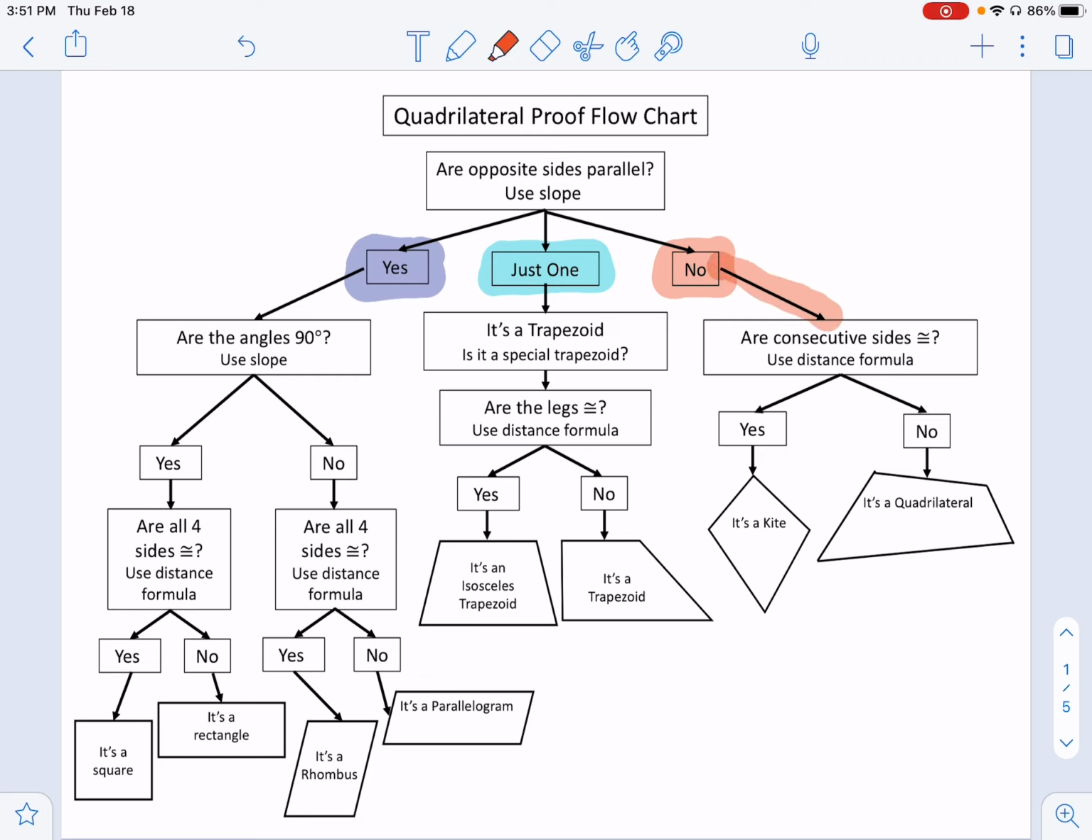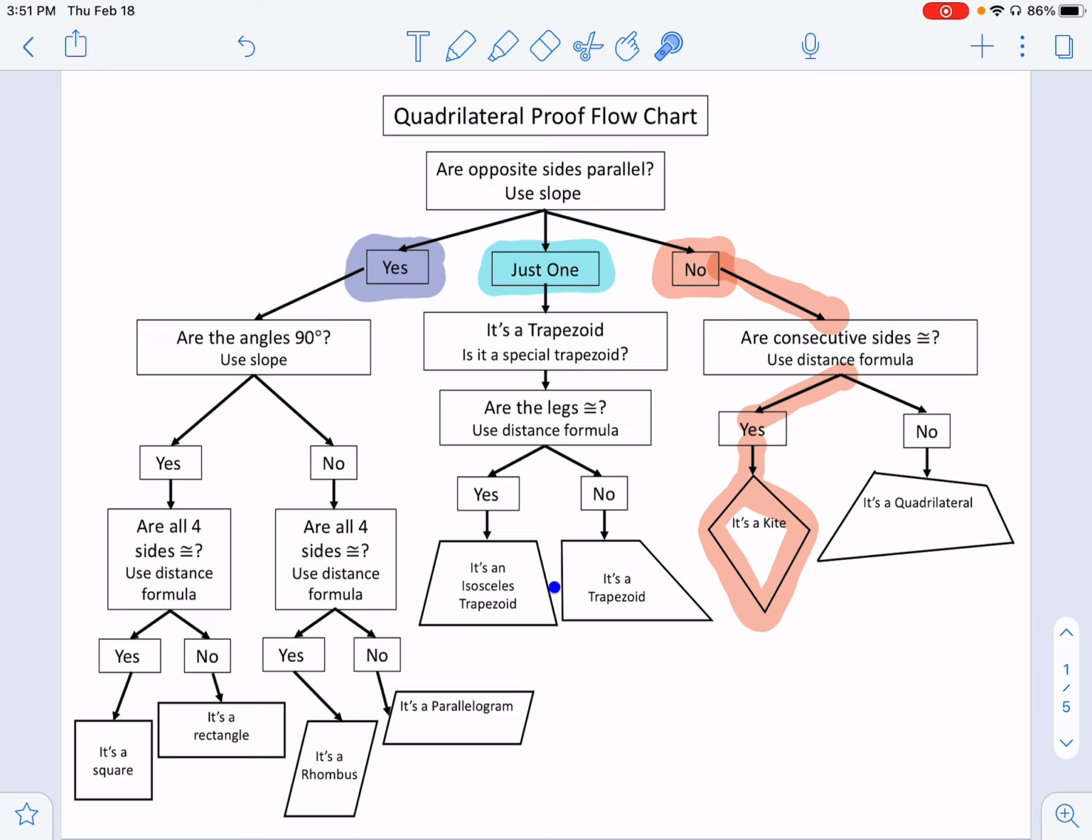So this is how we would separate it. And keep going. We said that a kite, we were kind of using this orange color. So for the kite, we would say yes, the consecutive sides are congruent. If the answer to that was no, we would just say, hey, it's a basic quadrilateral.